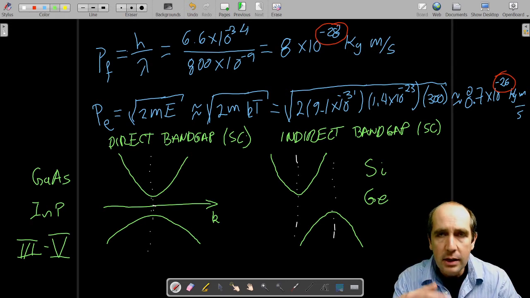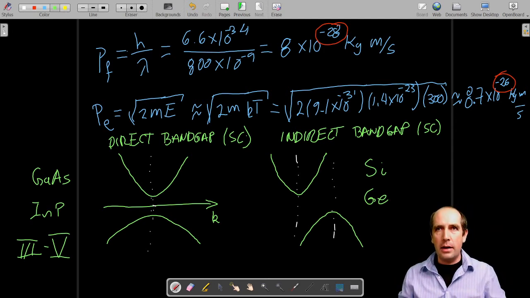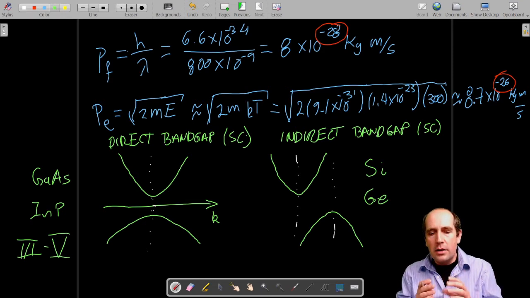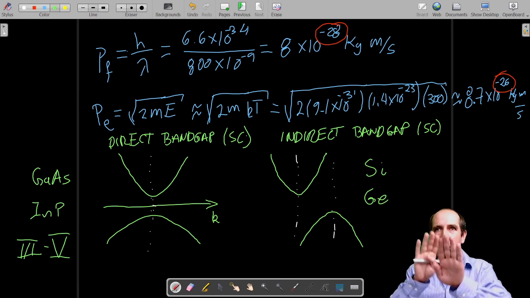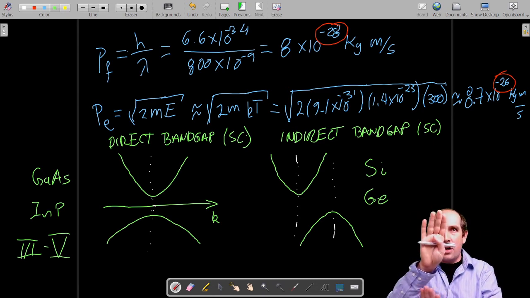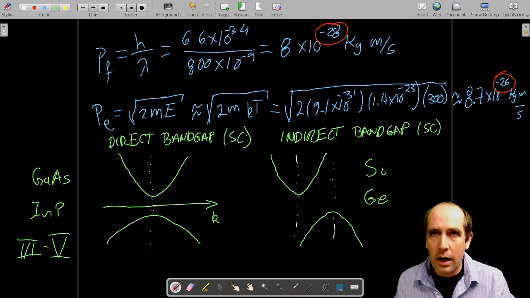Everything that we have said so far is true for both kinds. All the electrical properties really do not change dramatically. They do change in terms of the precise form of the band structure, but whether the two bands are aligned in k-space or not does not necessarily change everything we've said so far about the semiconductors.